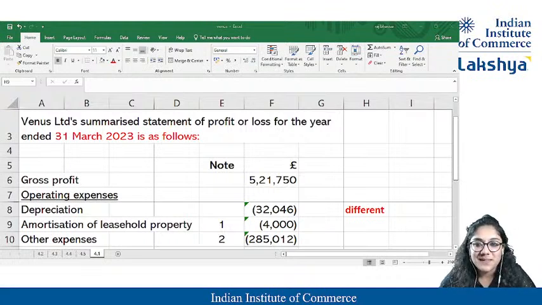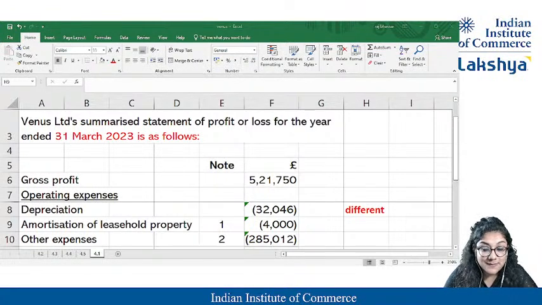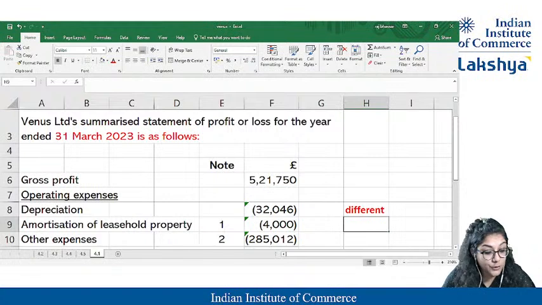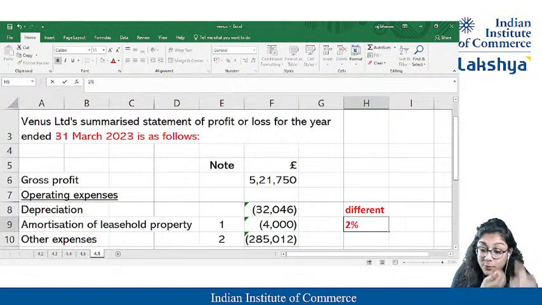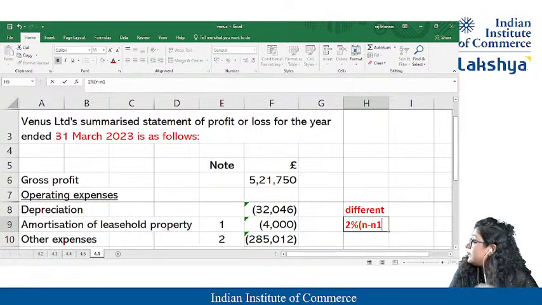So depreciation and amortization. Amortization means we have to just reduce it year after year, correct? I have taken a property on lease, so based on that I have to calculate it, and we know 1%, we get some 2% of that amount. N-1, guys.